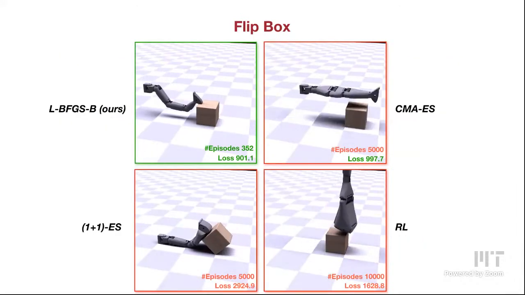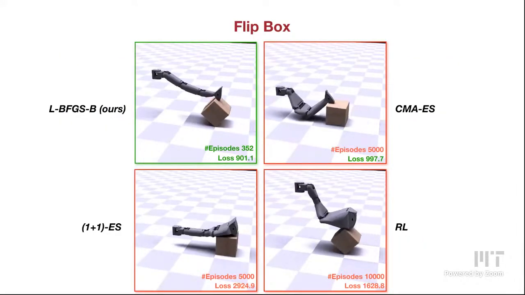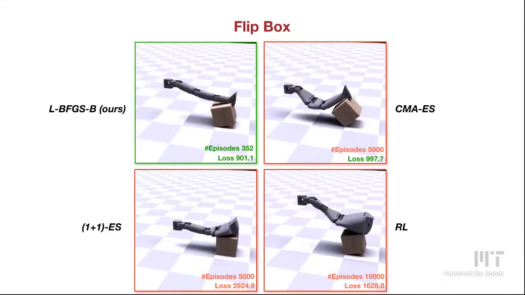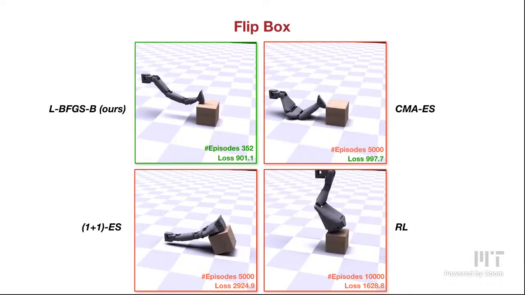We compare our method to gradient-free methods. The results show that our method is able to find better morphology and control combinations while only using 10 to 20 times fewer simulation iterations.